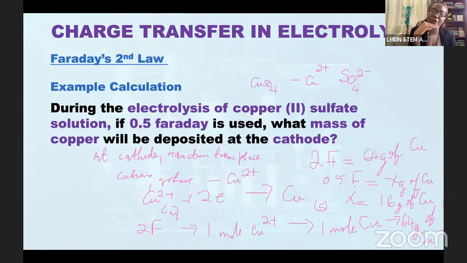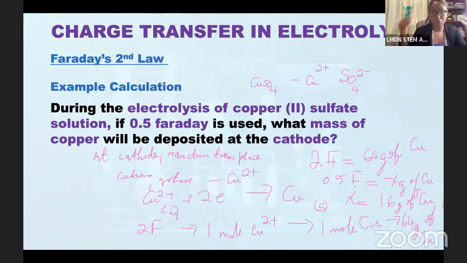So now we're on the same page. 2 Faradays is gonna get us a mole of copper, which is 64 grams. That's what 2 Faradays does, right? And that's what we get from our half equation. 2 Faradays gets us 64 grams of copper. Now, the question tells us that we only have 0.5 Faraday.